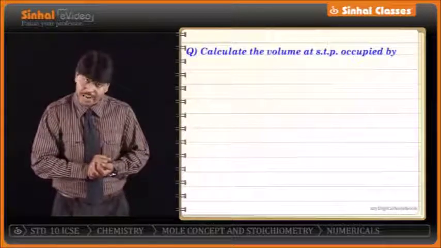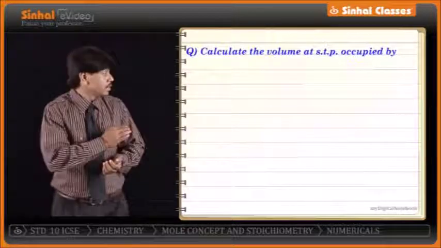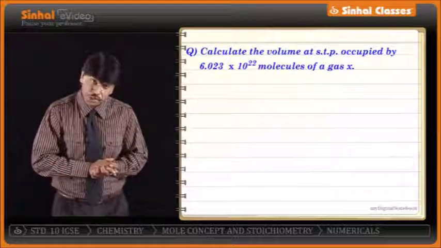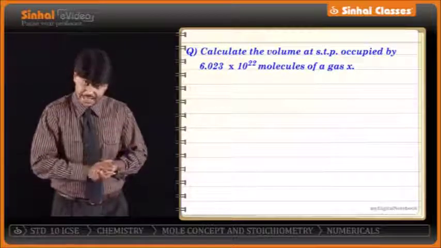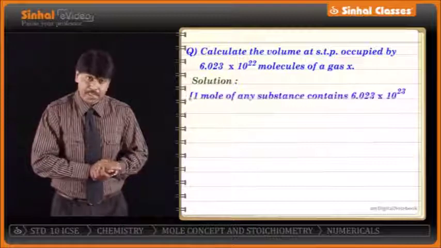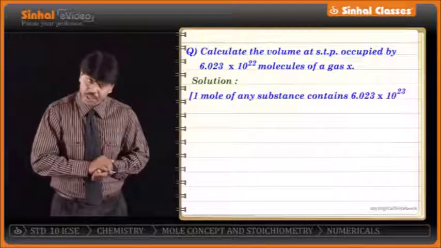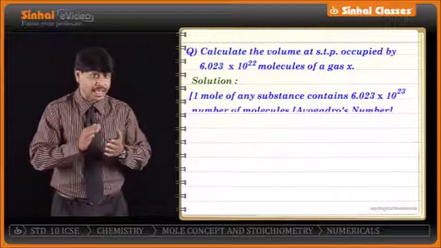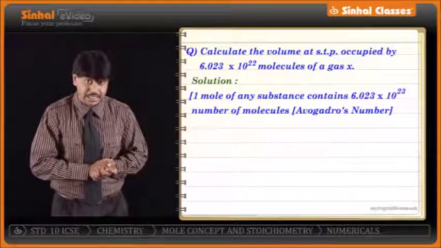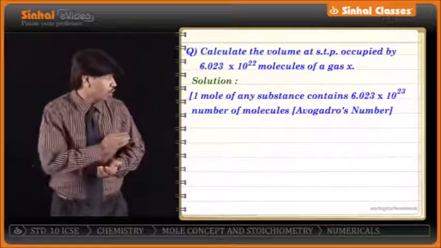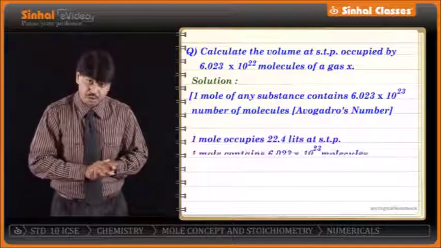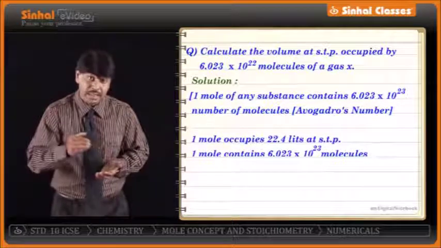Let's take the last problem with respect to moles and Avogadro's number. Calculate the volume at STP occupied by 6.023 × 10^22 molecules of a gas X. We all know 1 mole of any substance has 6.023 × 10^23 molecules, and that many molecules will always occupy 22.4 liters at STP. So 1 mole is equal to 22.4 liters, which is equal to 6.023 × 10^23 molecules.